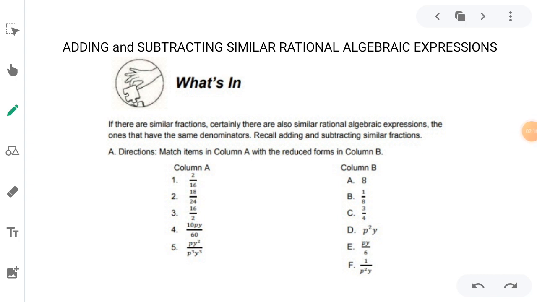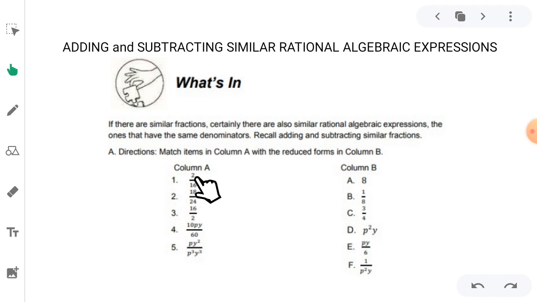dito sa ating column A, kung mapapansin natin ay hindi pa siya simplified into lowest term. And then the answer is found in the column B. So in example number 1, or the question number 1, 2/16. So how are we going to reduce it in lowest term? So we divide by their GCF. So what is the GCF of 2 and 16?